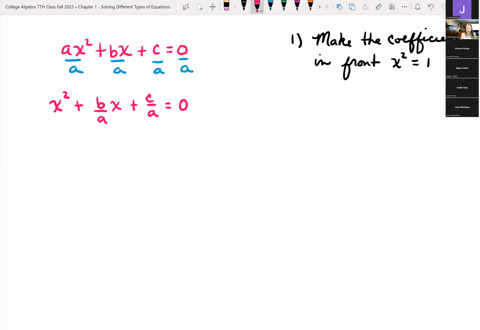So once we've made that coefficient 1, if it needed to be made 1, then the next step that's helpful in solving these equations is let's get the constant to the other side of the equation. So move the constant, that's the number without the x, to the other side of the equation.